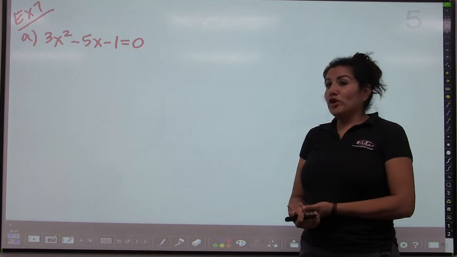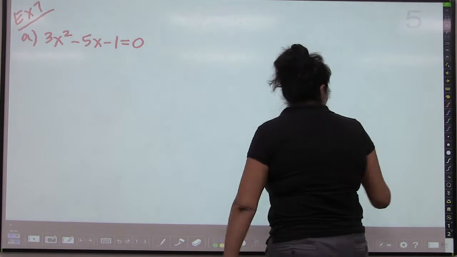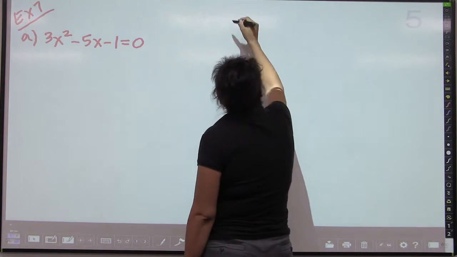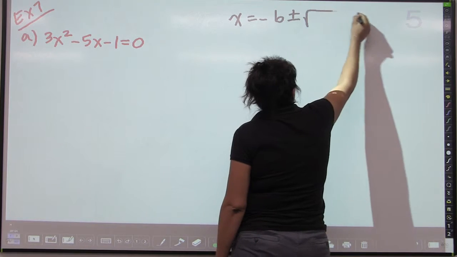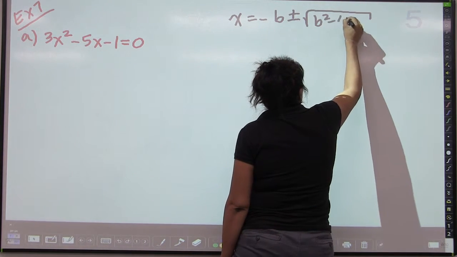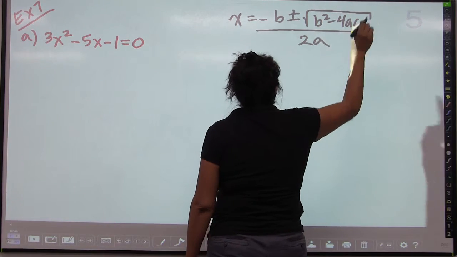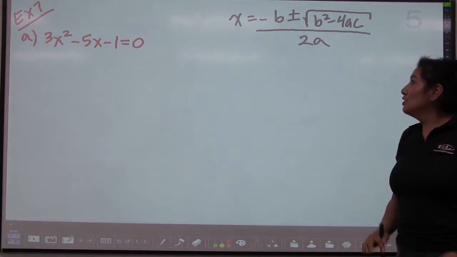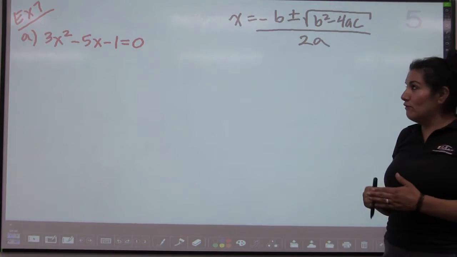Okay, for the quadratic formula, you probably should know it. If you don't know the quadratic formula, we will sing it together. X equals negative b plus or minus radical b squared minus 4ac, all divided by 2a. Okay? So a, b, and c are the coefficients of a quadratic in standard form.